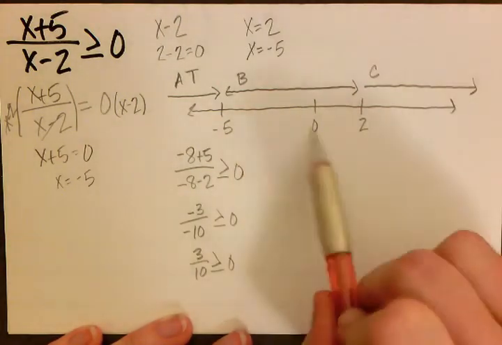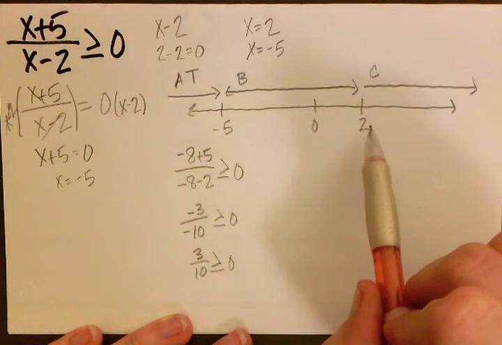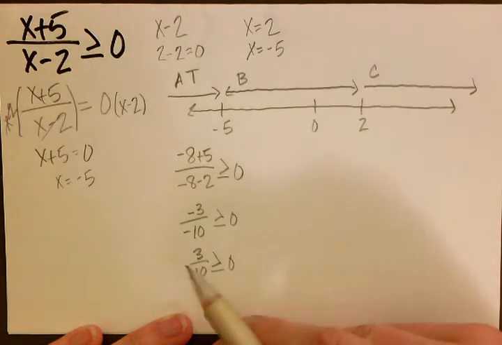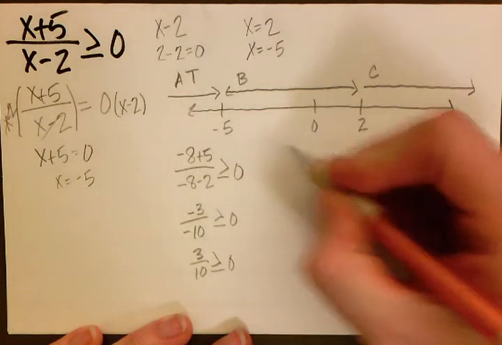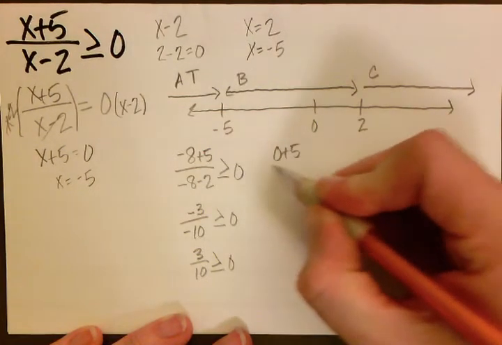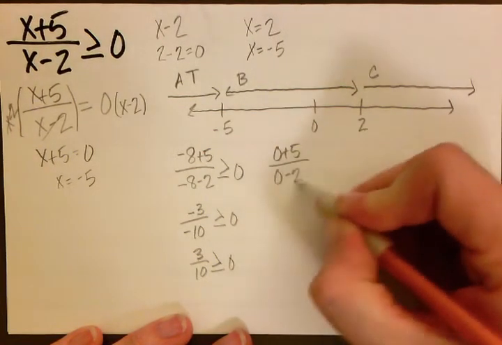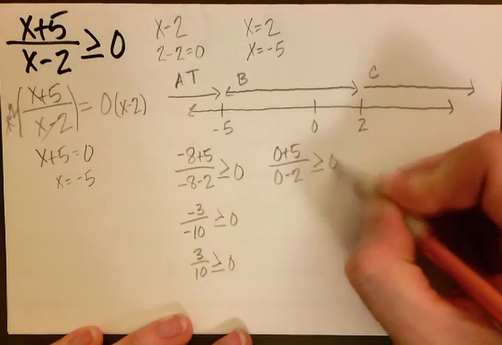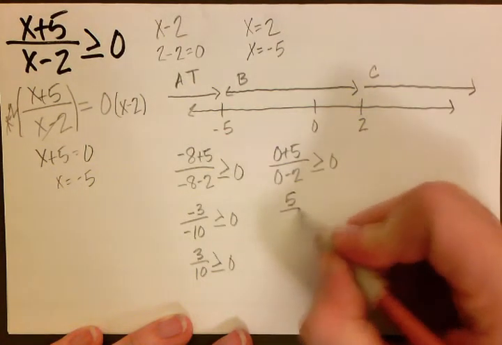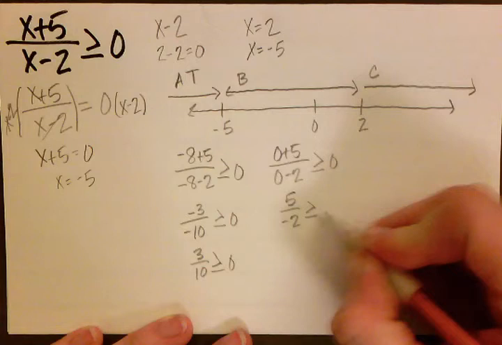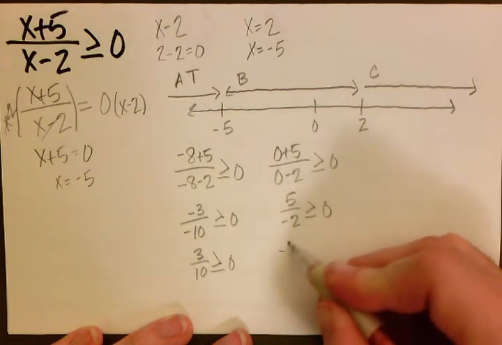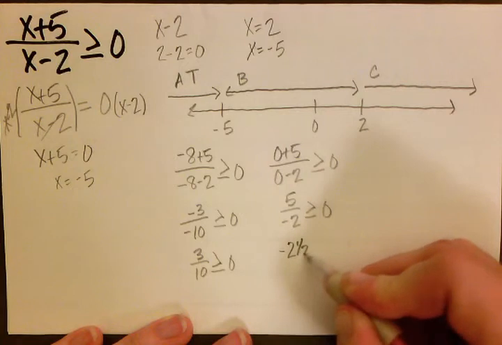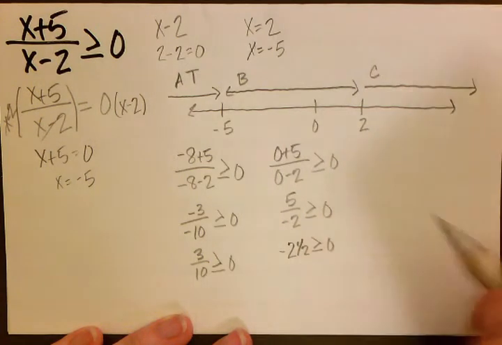Now, because 0 is between -5 and 2, let's go ahead and use that as our test point for region B. So we have (0 + 5) over (0 - 2) greater than or equal to 0, which gives us 5 over -2 greater than or equal to 0. -5/2 is -2 1/2 greater than or equal to 0.